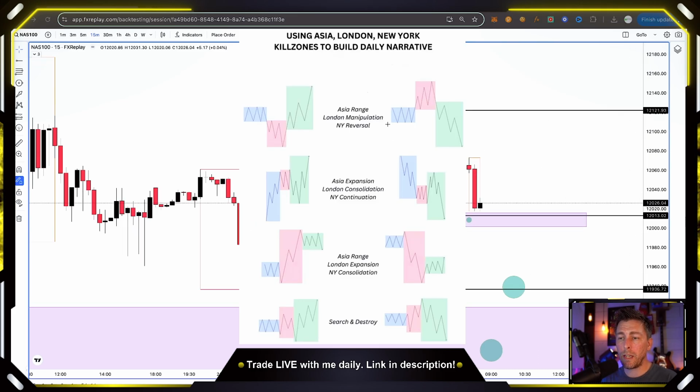But if we take a look at price action and then we use this cheat sheet, we can see that the most probable scenario would be this right here, which is Asia range, London manipulation, New York reversal. Basically London taking Asia's high, and then New York expanding lower. And so let's go to the charts and see if this even plays out.